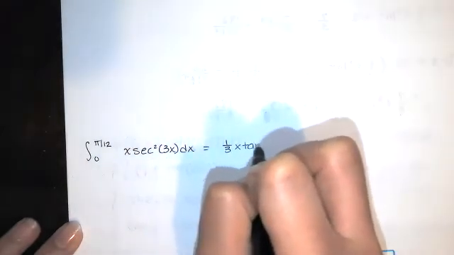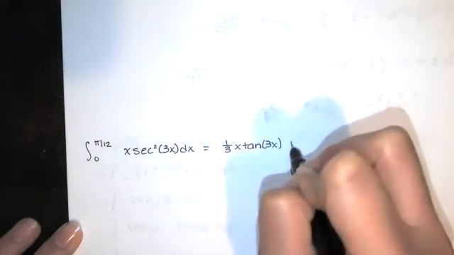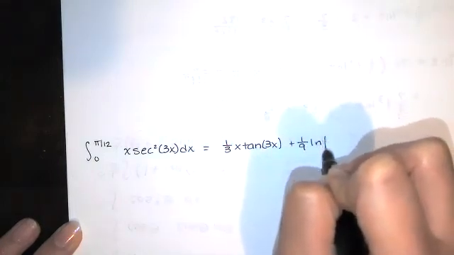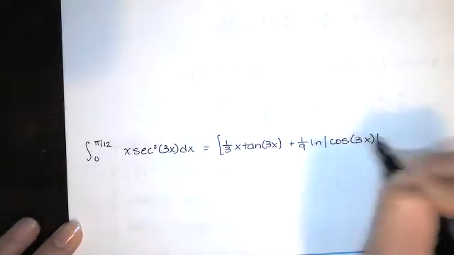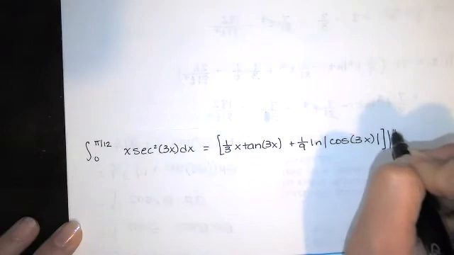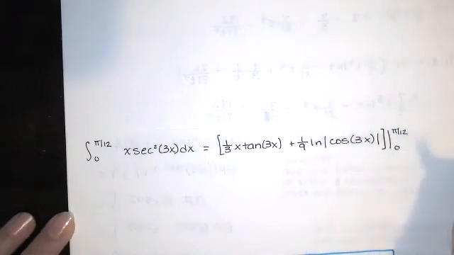Okay. So let's do that here. The integral from 0 to pi over 12 of x times secant squared of 3x is 1/3 of x times tangent of 3x plus 1/9 of the natural log of the absolute value of cosine of 3x. And we're evaluating this from 0 to pi over 12.